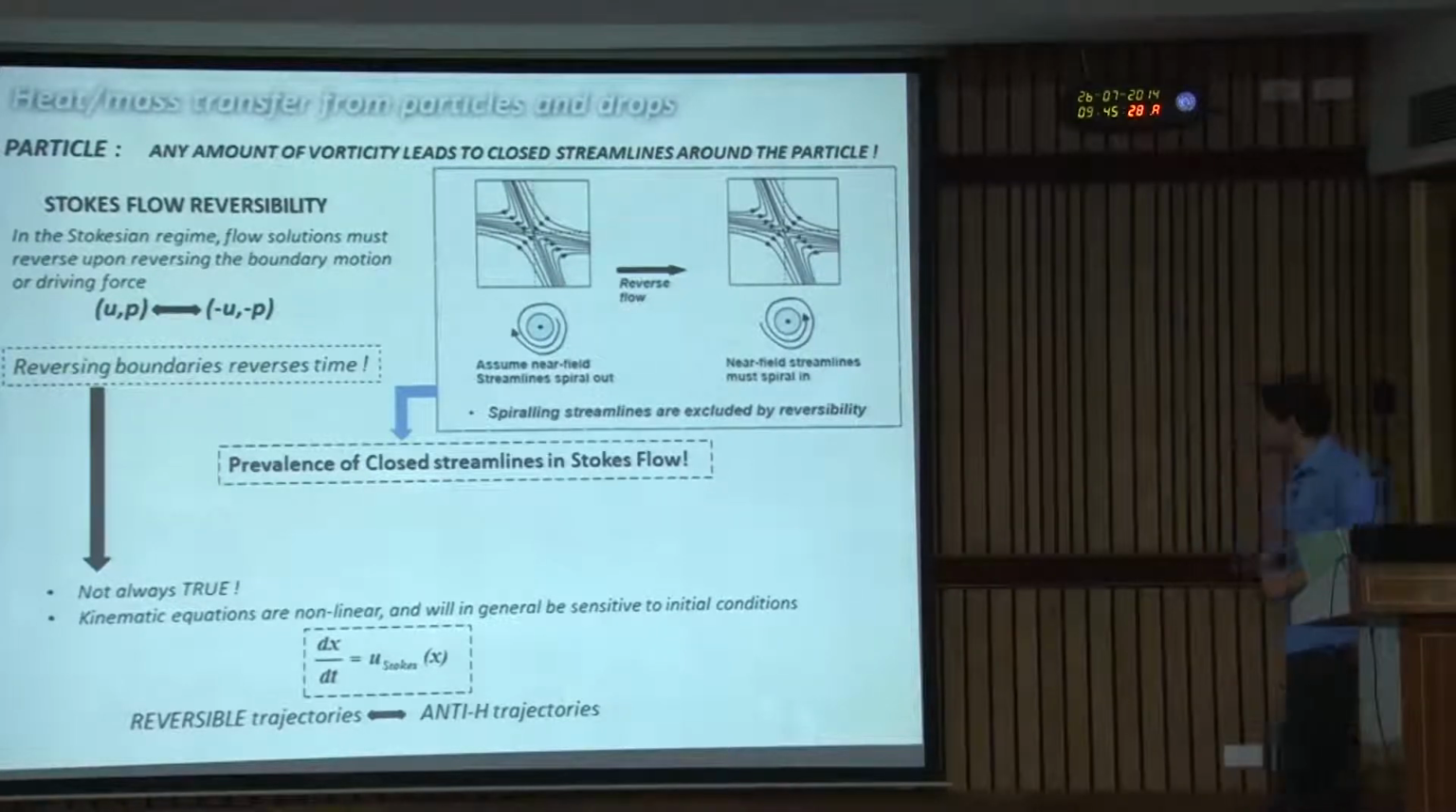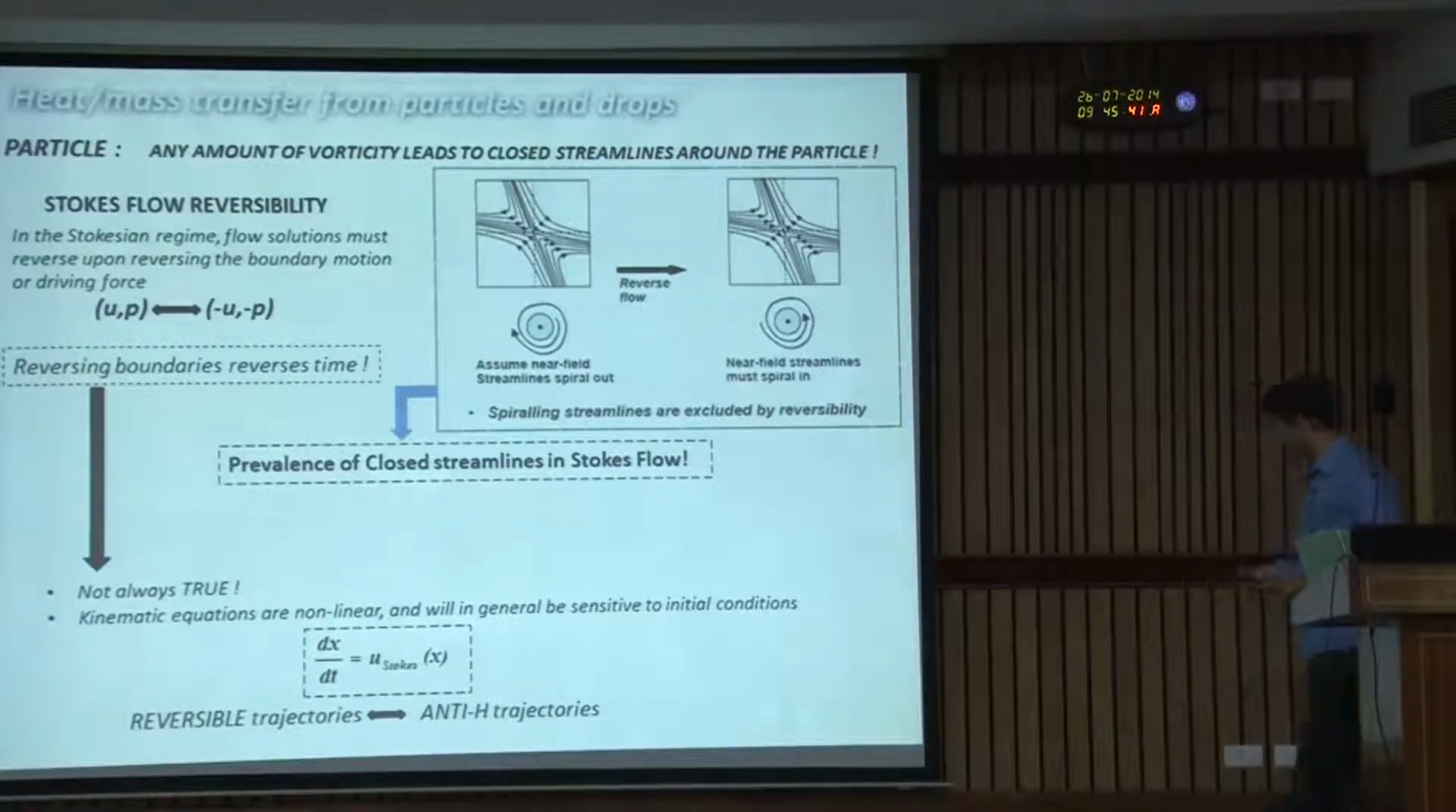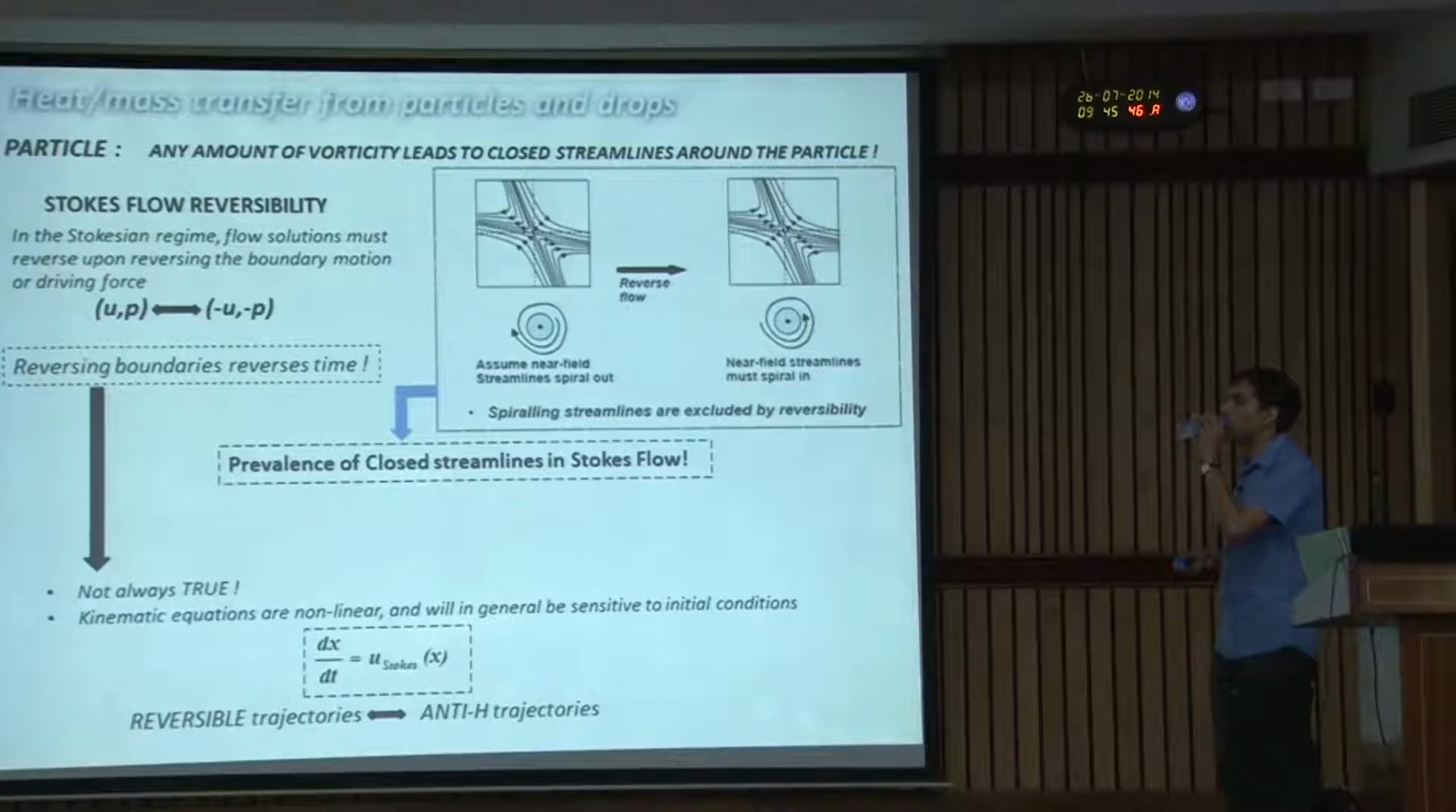Okay. So this is an example of how the reversibility argument proceeds. You use it, arrive at a contradiction, and then say that that cannot be the case. And in this case, what cannot be the case is a spiraling behavior. And this is why you have closed streamlines, and in fact even closed path lines.